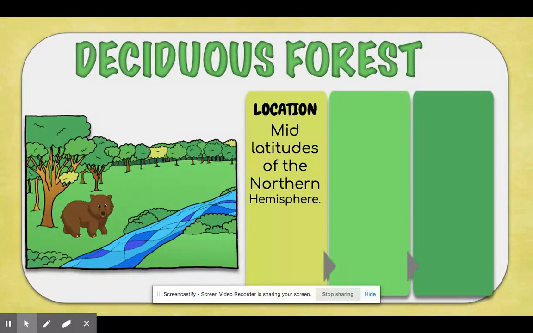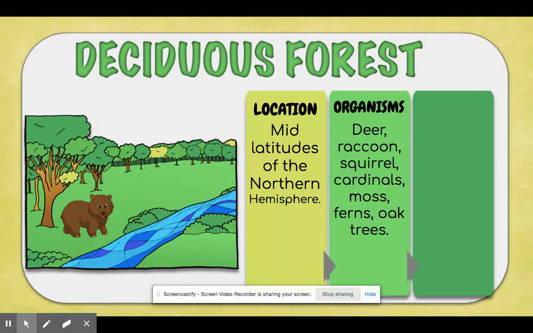Deciduous forest. So we have talked about this a little bit last week. It's in the mid-latitudes of the northern hemisphere. Some organisms that live there are deer, raccoons, squirrels, cardinals, moss, fern, and oak trees. So you live in the deciduous forest. When you look outside and when you look into the woods where you live, like this, we live in the deciduous forest. We are used to the deciduous forest.